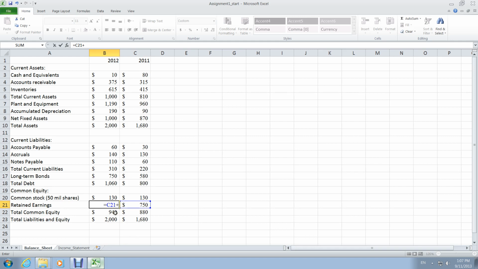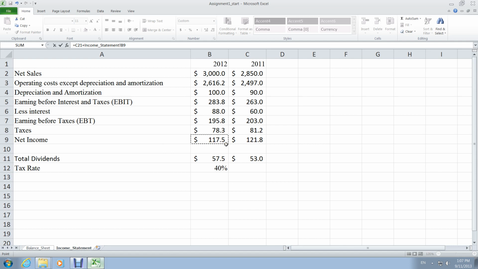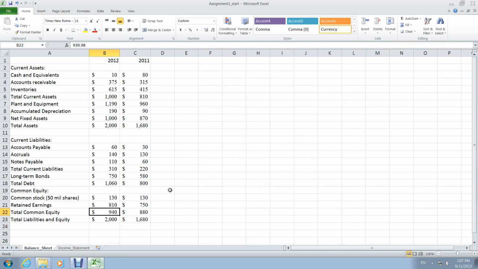In order to apply the formula here, we have to visit back the income statement, get net income, and also don't forget to subtract away total dividends. All right, so that is our retained earnings in the new year. For the old year, we do have net income and a dividend, but we don't have the retained earnings of a year before. So there's no way we could apply a formula here because we don't have the retained earnings in 2010.